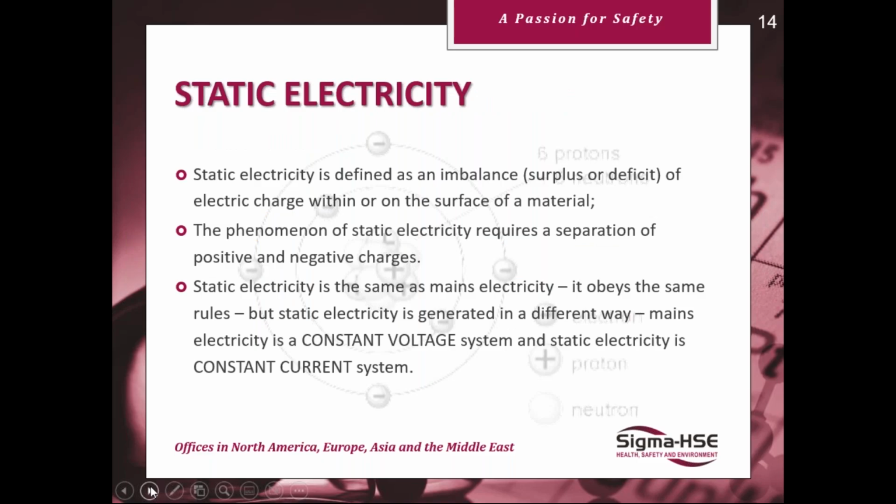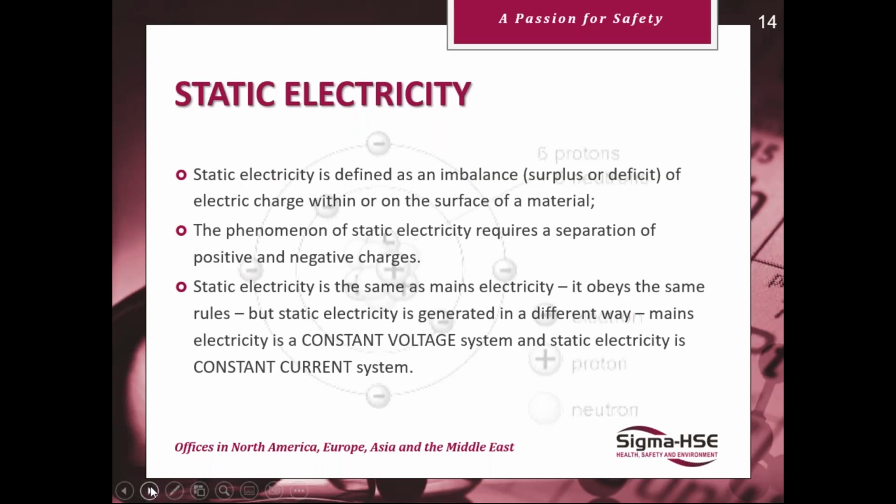So static electricity is defined as an imbalance, surplus or deficit of electric charge within or on the surface of a material. The phenomenon of static electricity requires a separation between positive and negative charges. And this will occur, I'll talk about that later. But it's this separation of positive and negative charges.